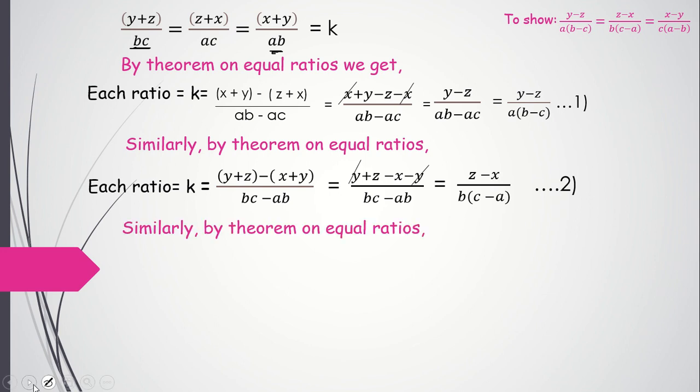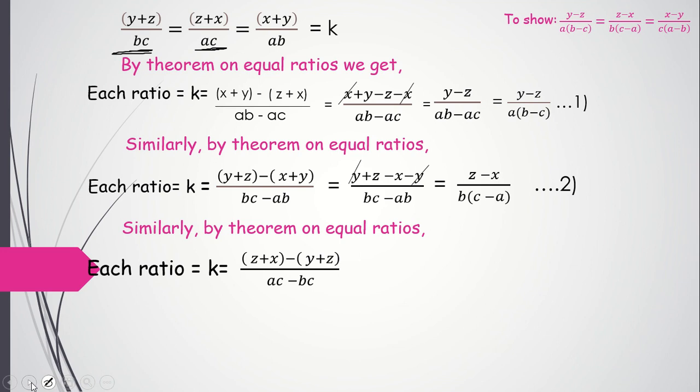Similarly by theorem on equal ratios again, see what we want in the next one. C into A minus B. So that is AC minus BC. AC is this. AC minus BC. So similarly by theorem on equal ratios now, AC minus BC we have to do. Each ratio K is AC minus BC. Now what is on top of AC is Z plus X here, minus Y plus Z.